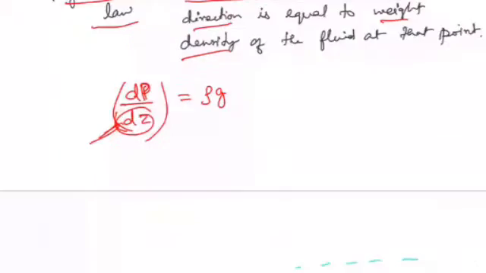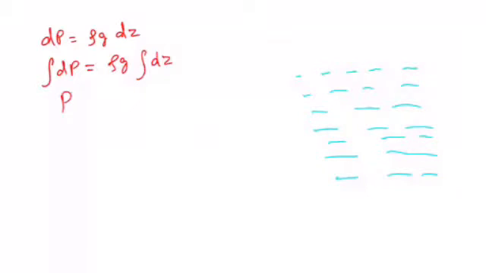So I can write dP is equal to rho g into dz, and on integrating this, I'll get the integral of dP equal to rho g, which is constant and stays outside the integration, times the integral of dz. So I'll get capital P equal to rho g into capital Z. This Z is called the pressure head.